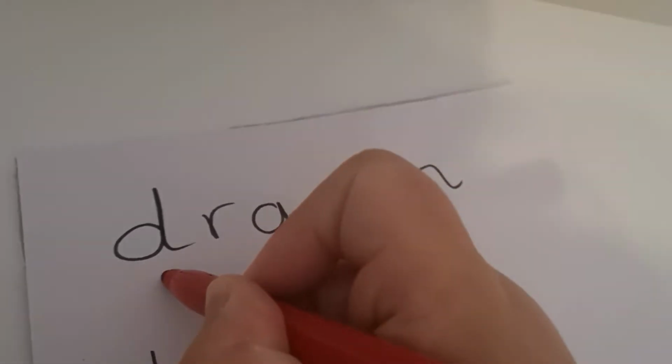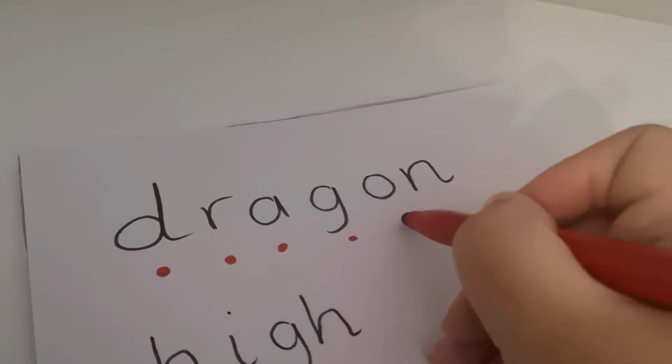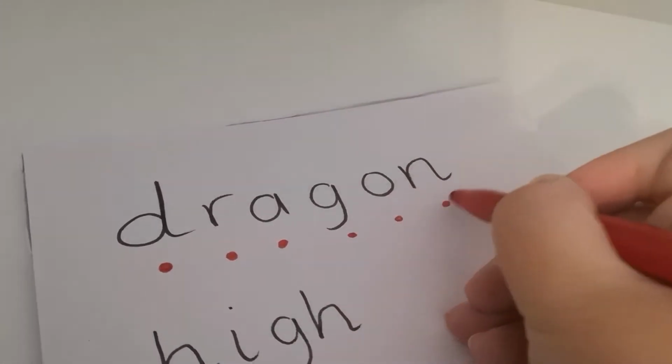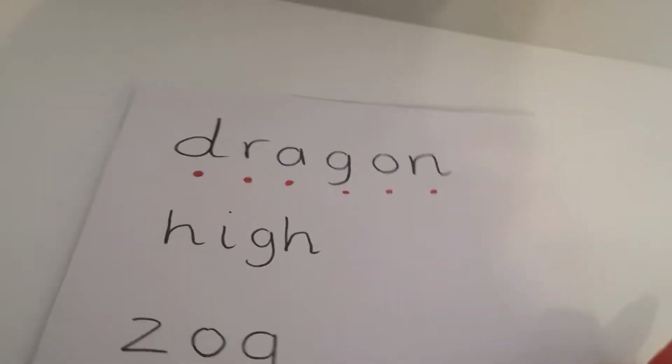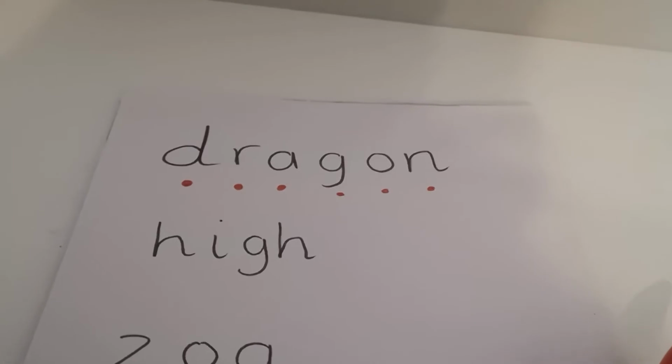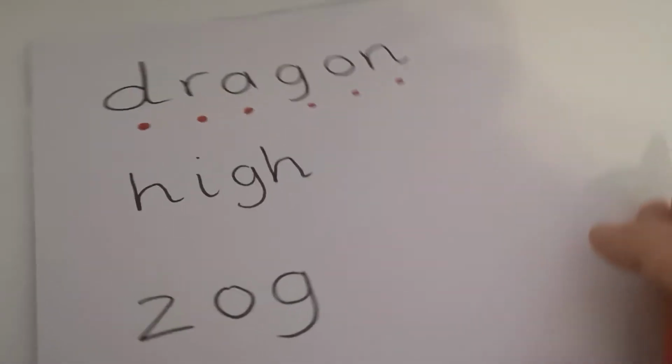And remember, when it's one sound, what you're going to do is you're going to do the dots and the lines for me. So when it's a single sound, you can do d, r, a, g, o, n, dragon. So dragon does have 6 sounds. Let's have a look at the next one.